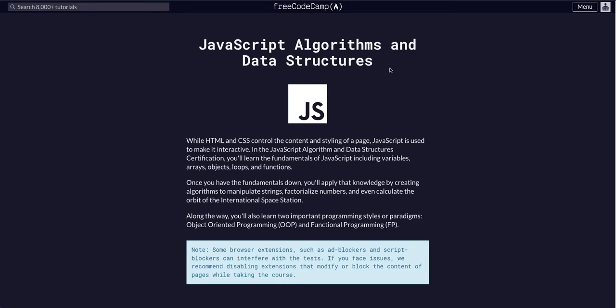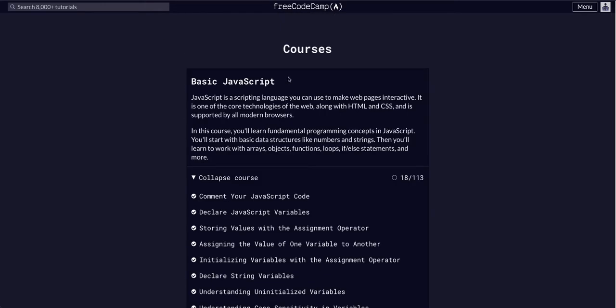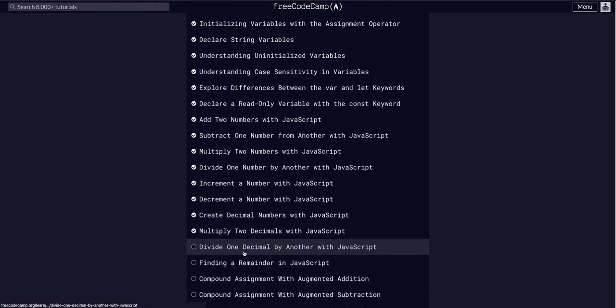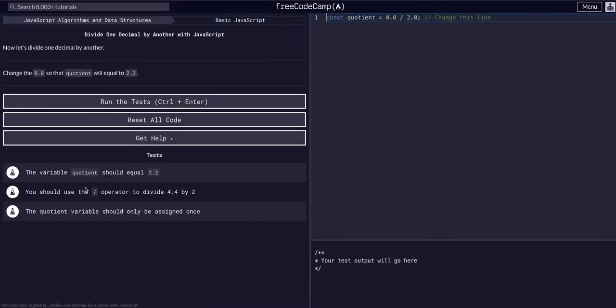Once again going through JavaScript algos and data structures in basic JavaScript. We are on challenge 19 of 113, and we're going to divide one decimal by another with JavaScript. So it's the exact same thing as dividing normal numbers, normal integers.